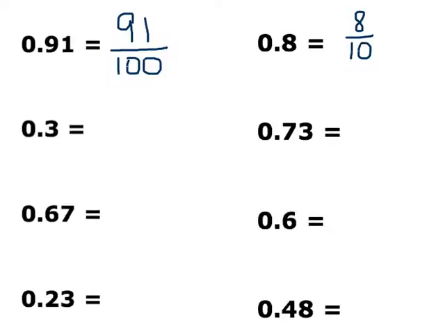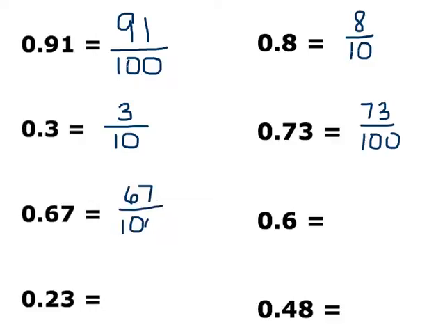Next I have 3 tenths. I would write the 3, and it went into the tenths place, so my denominator is a 10. 73, it goes into the hundredths. There are 2 digits. When it goes into the hundredths, so I would write 73, and my denominator is 100. Next I have 67 hundredths. I have 67 as the numerator, and my denominator is 100.